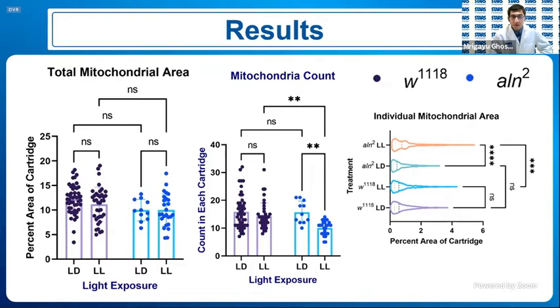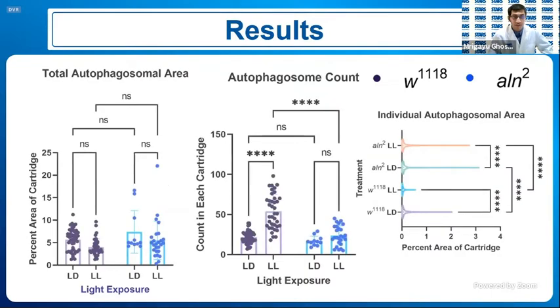So we did a similar analysis for autophagosomes as well. And once again, not many significant results here for the total area. But when we look at the count in each cartridge, we see that for the wild type, LL has significantly more autophagosomes in each cartridge than LD. And that makes sense. It's a response to this stress of continuous light, right? If you're having continuous light for 24 hours, 3 days straight, we would expect that.